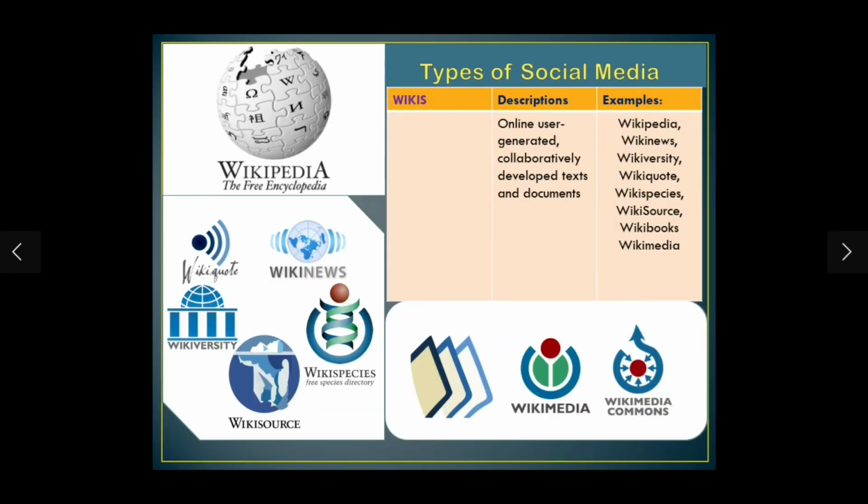Okay, so and then wikis. These are one of the types of social media that is generated collaboratively. Online user-generated, collaboratively developed text and documents. Wikis is actually a free platform for everyone to edit and add any information they like. We have examples: Wikipedia, Wikinews, Wikiversity, Wikiquote, Wikispecies, Wikisource, Wikibooks, Wikimedia. That is among the examples.